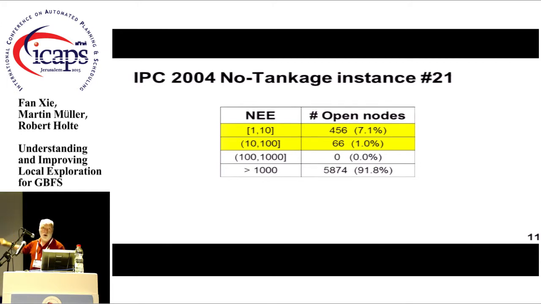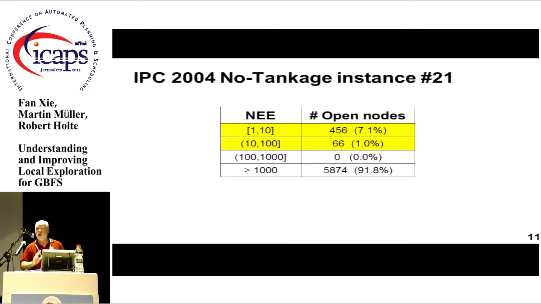Some of them, like the one I showed you, although that was a cartoon, it wasn't a real example, had an NEE less than 10. Some of them had an NEE between 10 and 100. In fact, you can see the exact number over there. There were actually 456 nodes out of the about 6,000 that we looked at that had an NEE that was tiny, between 1 and 10. There were another 66 that were between 10 and 100. Oddly enough, there were none between 100 and 1,000. So you either have a small one or a big one. In this particular instance, there was no middle ground. You're either very small or you're very big.